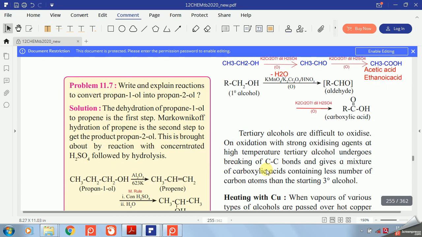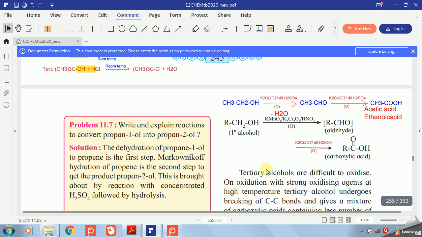Then this is the general representation. You can use KMnO4 or HNO3 as an alternative oxidizing agent. So you can use any one out of that.